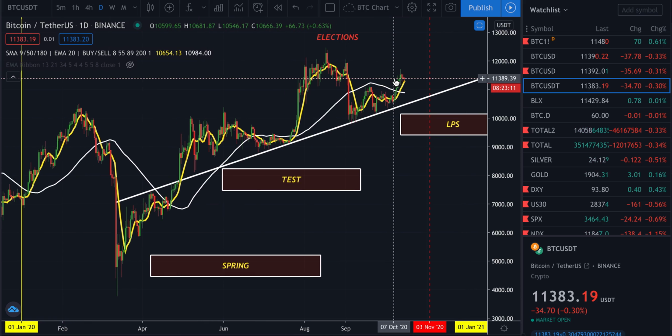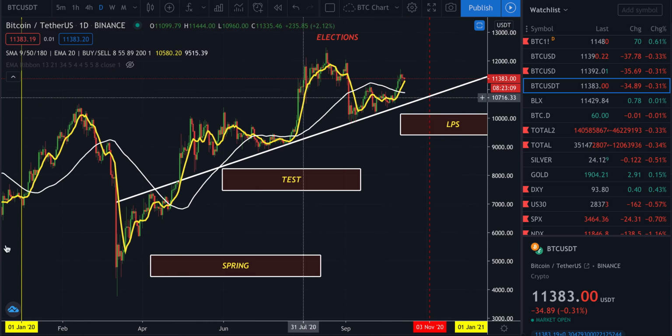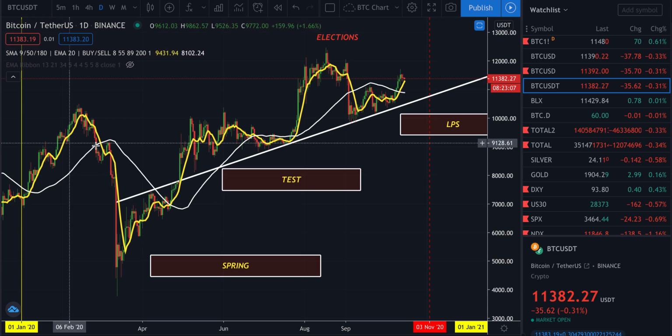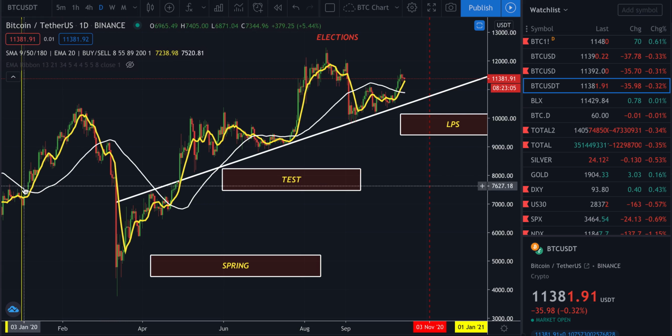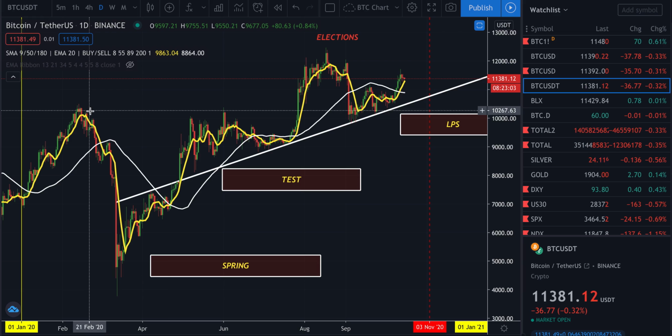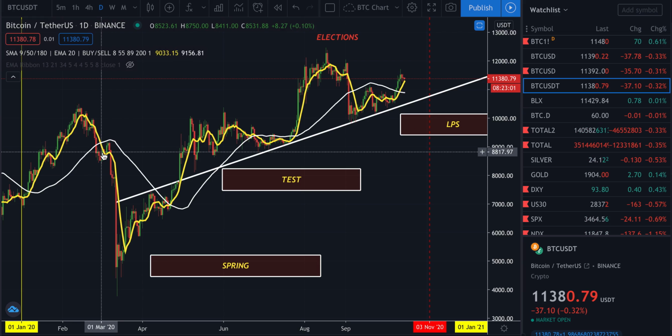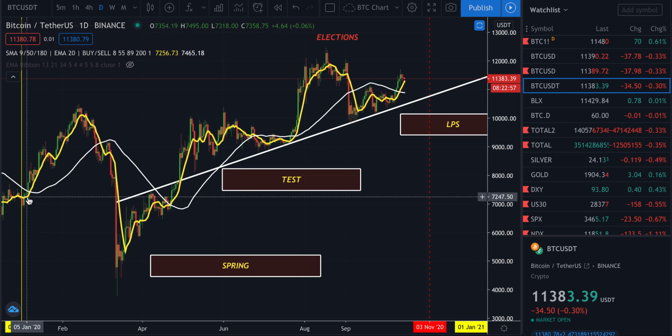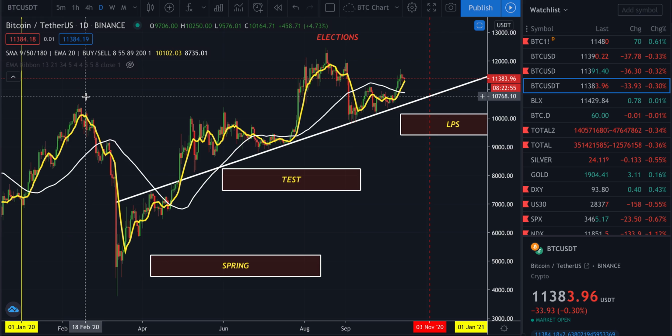But anyways, now that we have that out of the way. Whenever this yellow line is above the white line, we are on a bullish trajectory. Now, the moment when we cross above the white line with the yellow line, we typically see a huge spike.